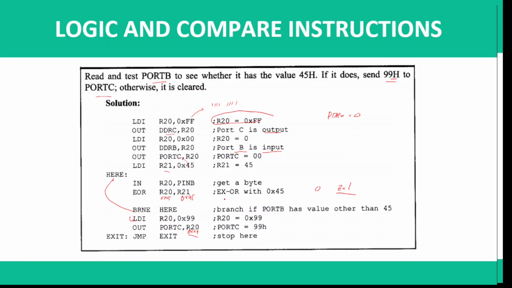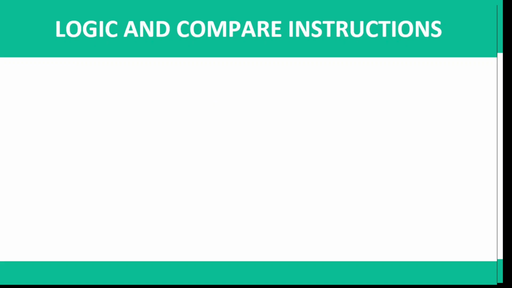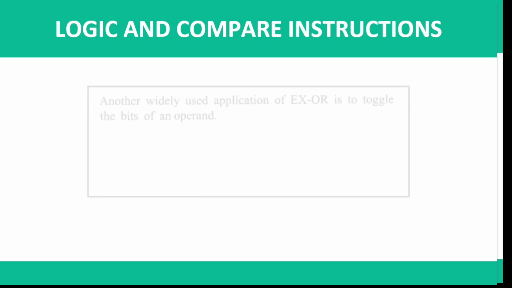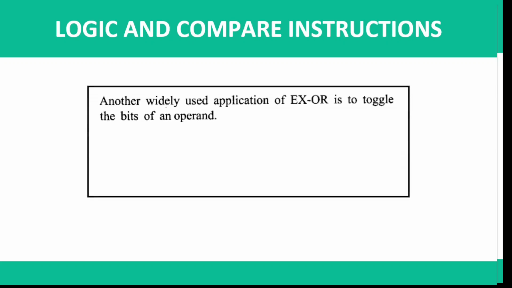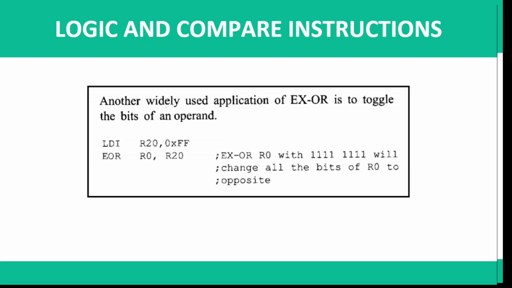So that is the use of our exclusive OR. Another application of exclusive OR is to toggle the bits of an operand. For example, we have register 20 having a value of 0xFF, meaning all the bits in 0xFF are equal to 1. Using exclusive OR, we'll have a result in R0 opposite to 0xFF.